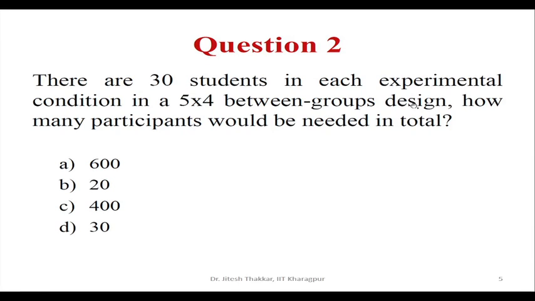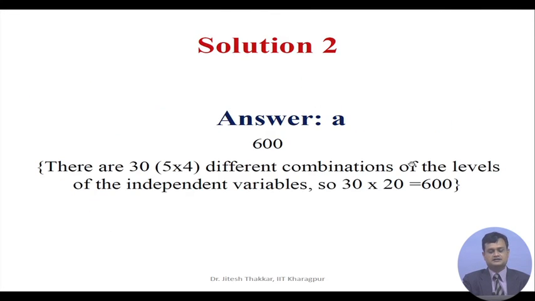Question 2. There are 30 students in each experimental condition in a 5x4 between groups design. How many participants would be needed in total? So, the answers are 600, 20, 400 and 30, and the correct answer is 600. There are 30 into 5 into 4 different combinations. So, 30 into 20 is equal to 600.